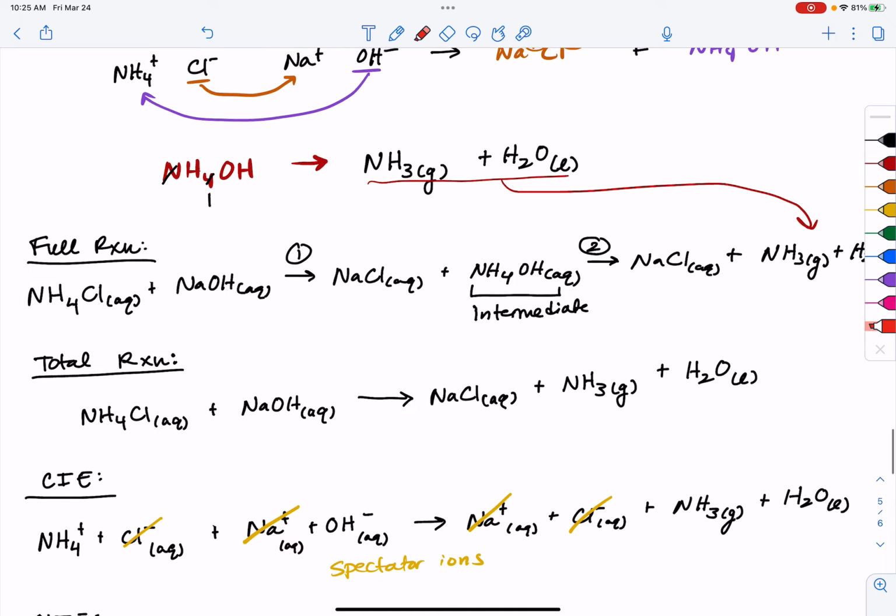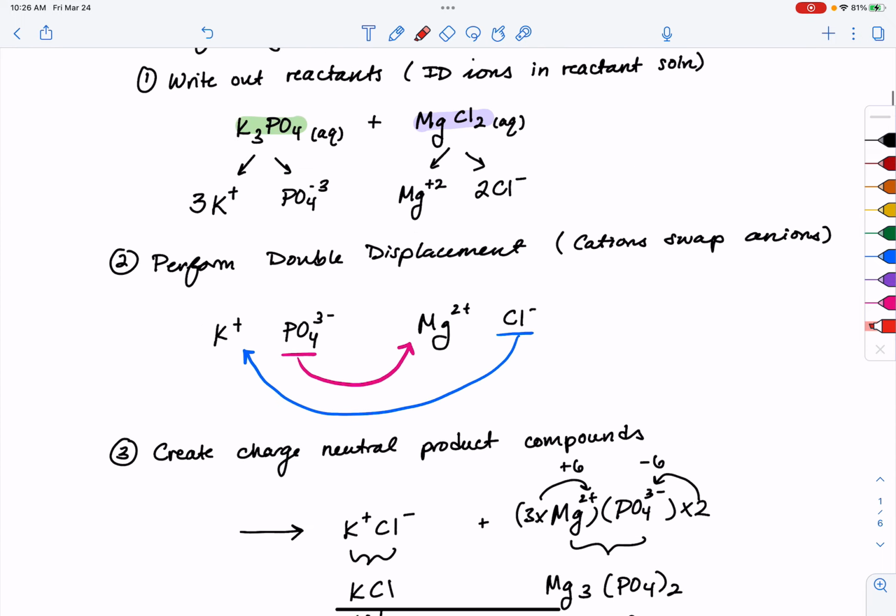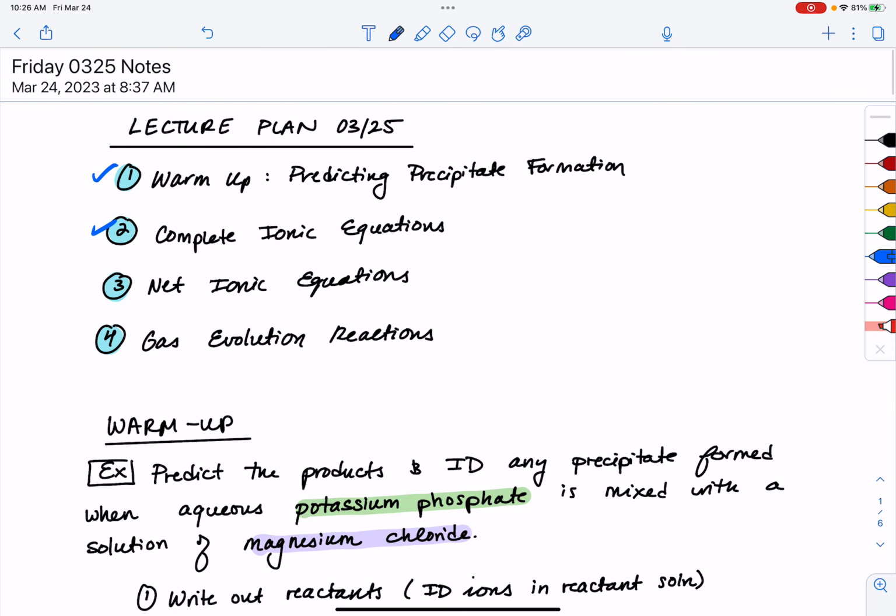Okay. So when we come back from break, we will practice writing out more complete and net ionic equations for gas evolution reactions. And then from there, we will move on to our next type of aqueous reaction, which are called neutralization reactions or acid-base reactions.